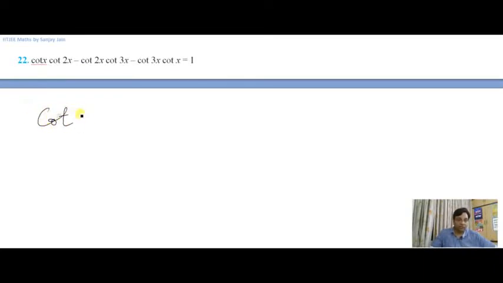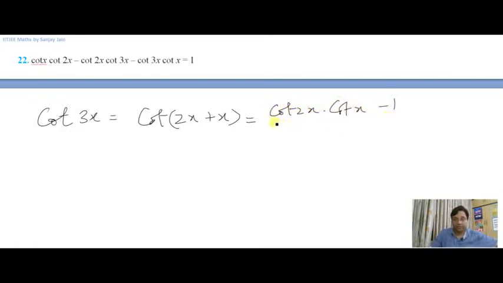So if you know, cot 3x can be written as cot (2x plus x), right? And now what is the formula for cot (A plus B)? It will be (cot A cot B minus 1) divided by (cot A plus cot B). So this is the formula that you should memorize, right? So you can apply directly. Okay, so what is cot 3x?